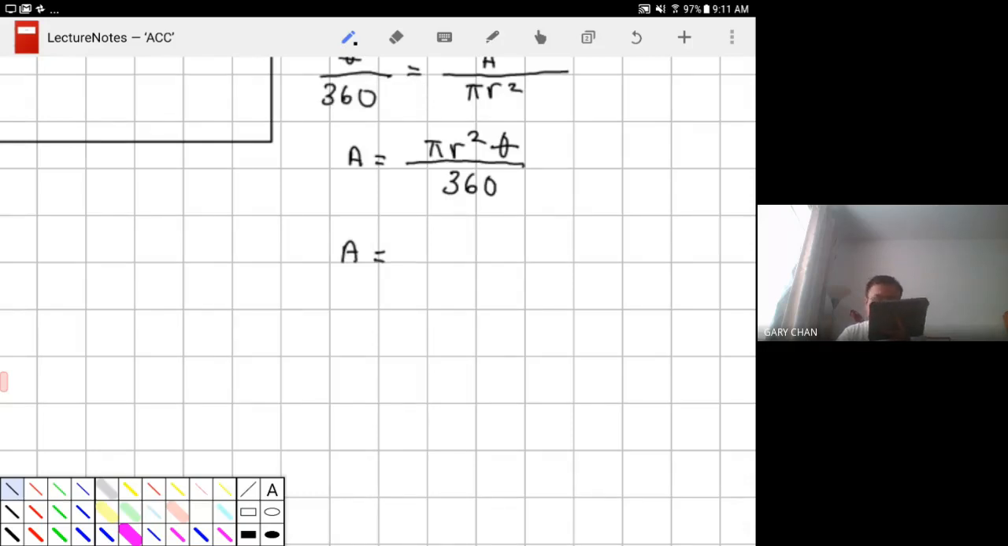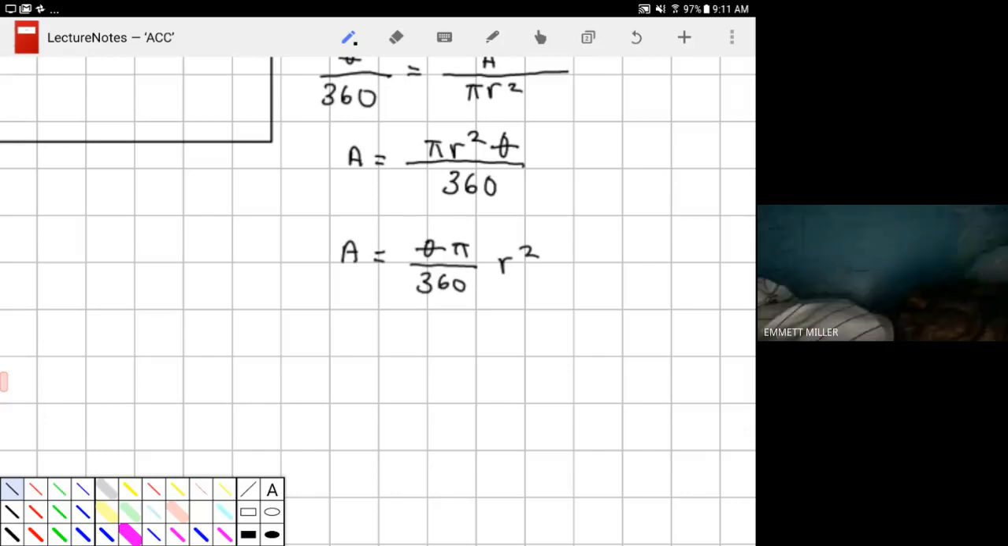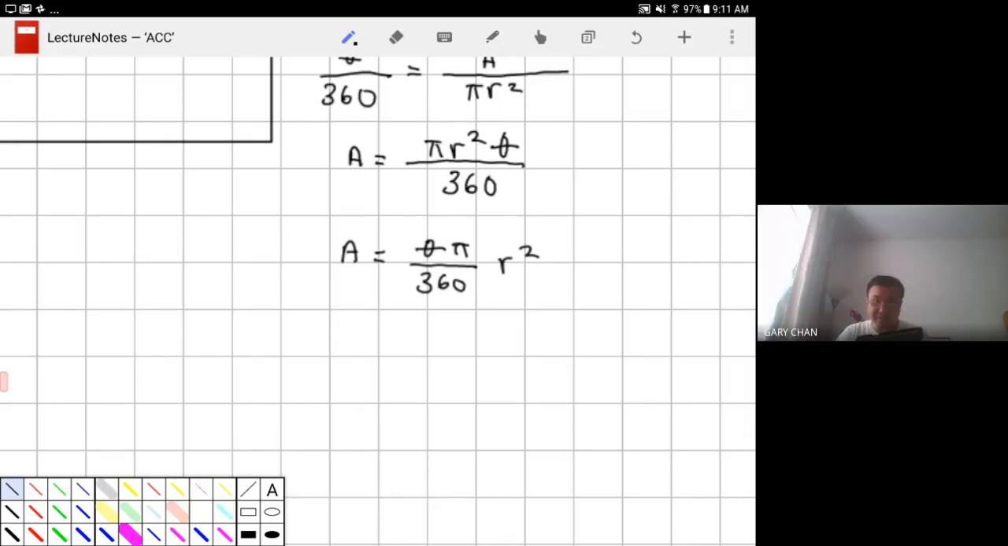If I manipulate this a little bit, isn't this the same thing as theta pi over 360 times r squared? Is that the same thing? Yeah, I just rearranged some things, right?